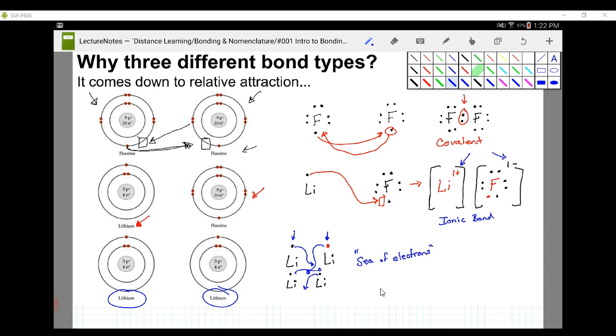And so essentially there's this big negative electron cloud that moves between all of these different metal cations because each individual one will lose that electron as it roams freely throughout the whole sample. So this is what we call metallic bonding. We'll go into more about each of those different types as we go into the next couple videos.